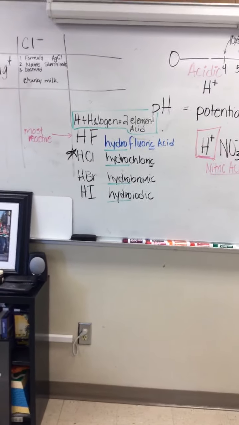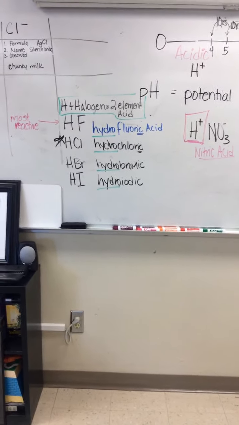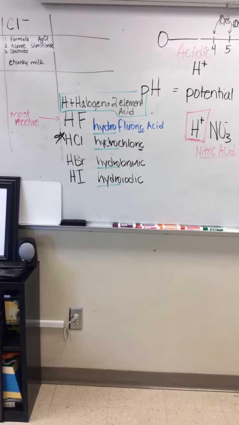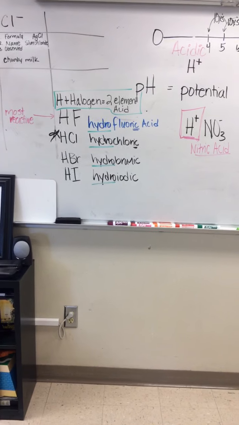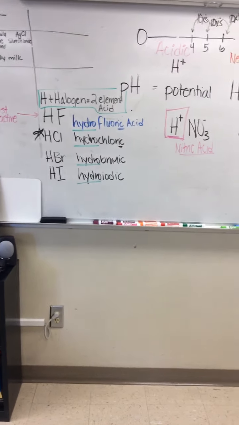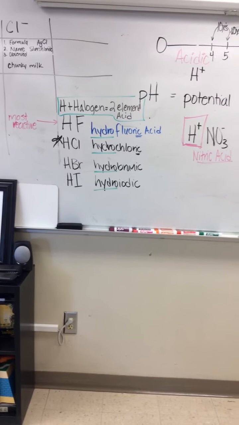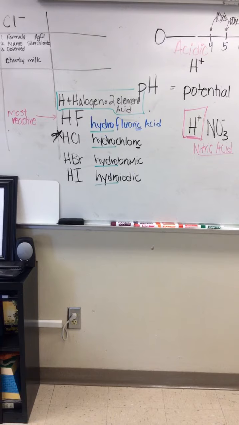If we have HF, if we were going to name that like a normal ionic compound, we would call it hydrogen fluoride. HCl would be called hydrogen chloride. HBr is called hydrogen bromide, and HI is called hydrogen iodide. It's okay to name them in that manner if we're talking about their solid substance.